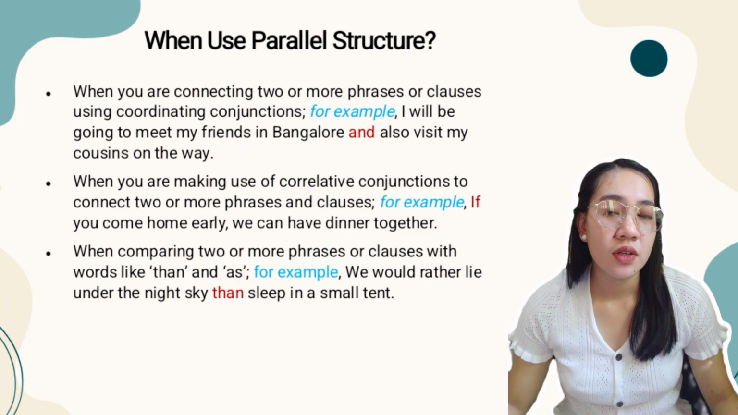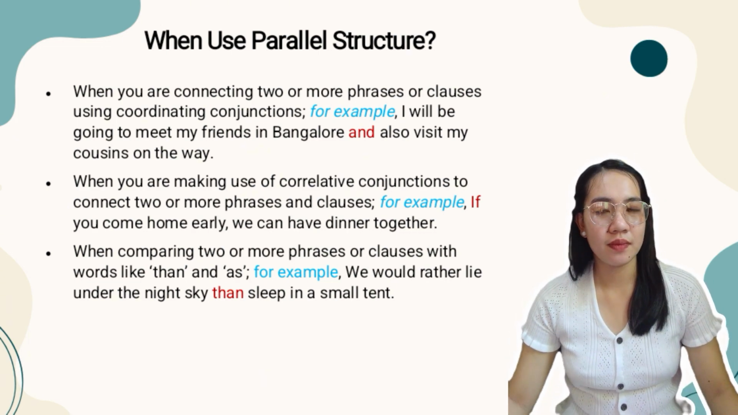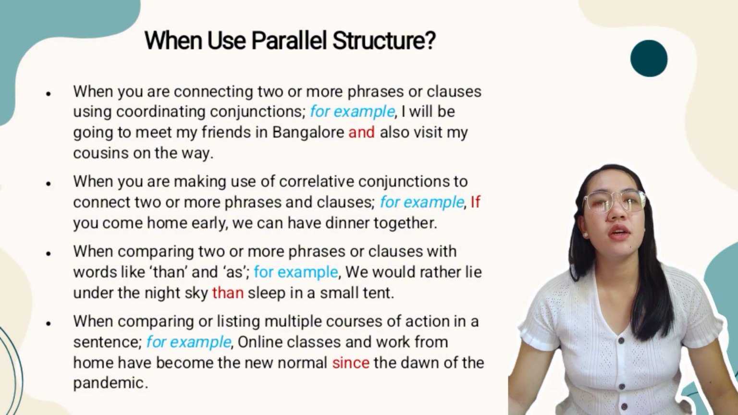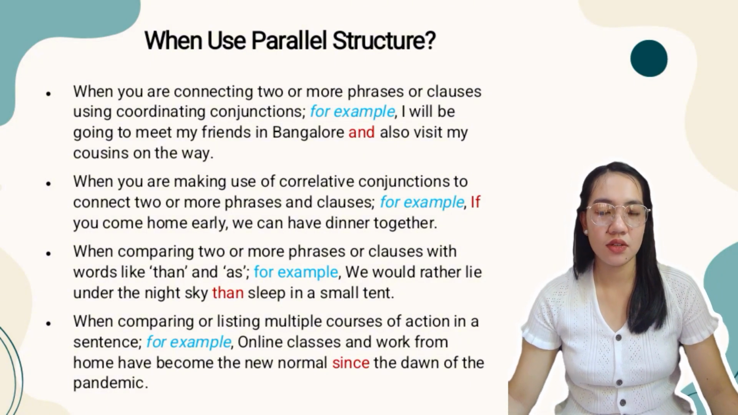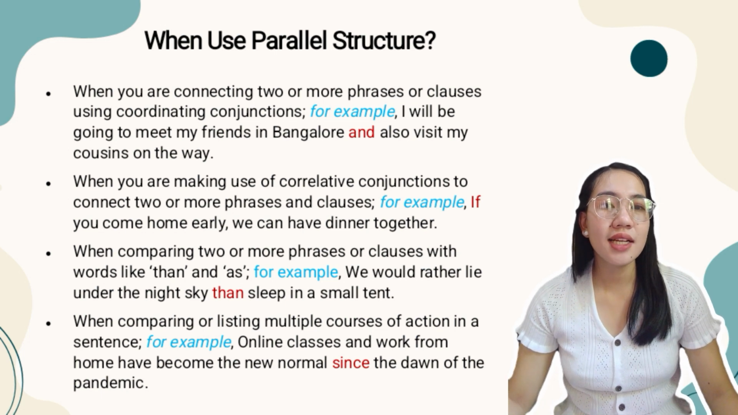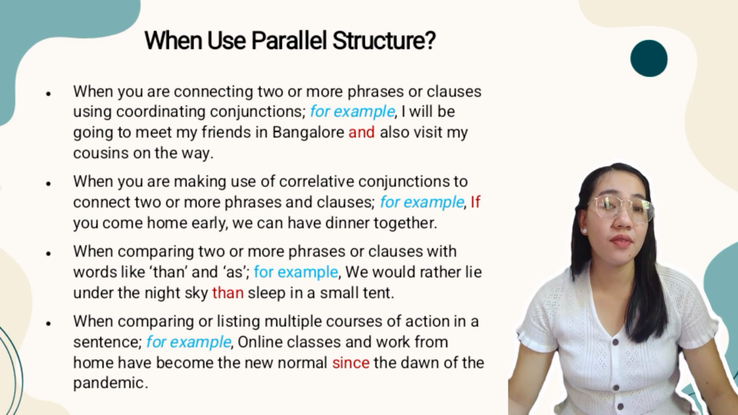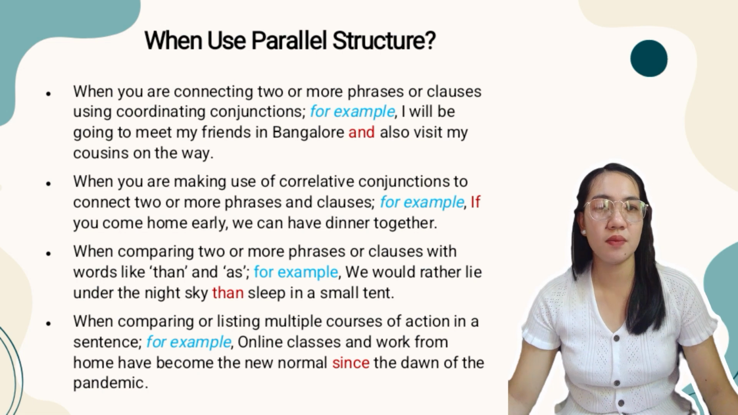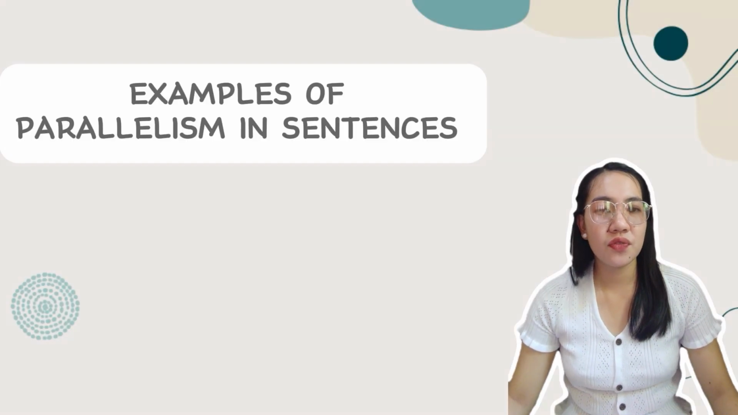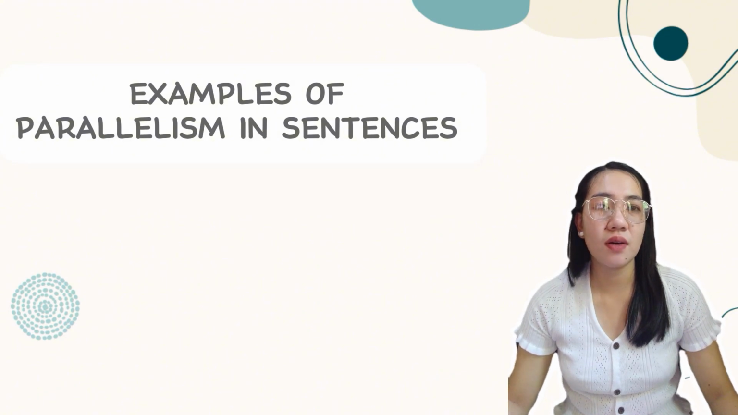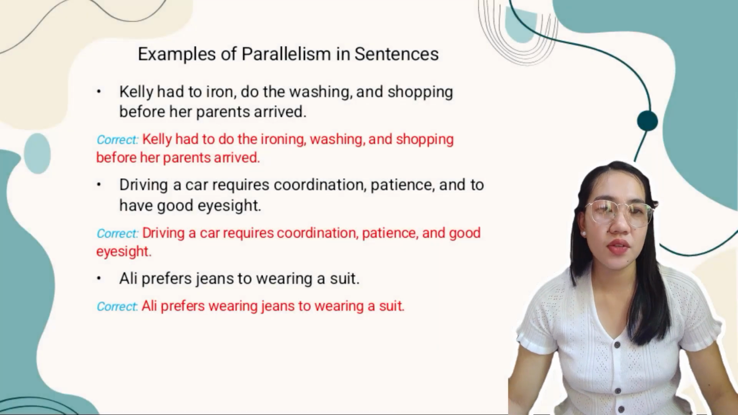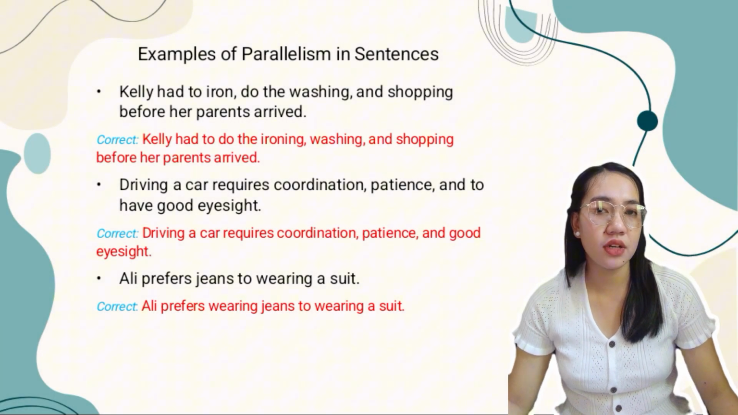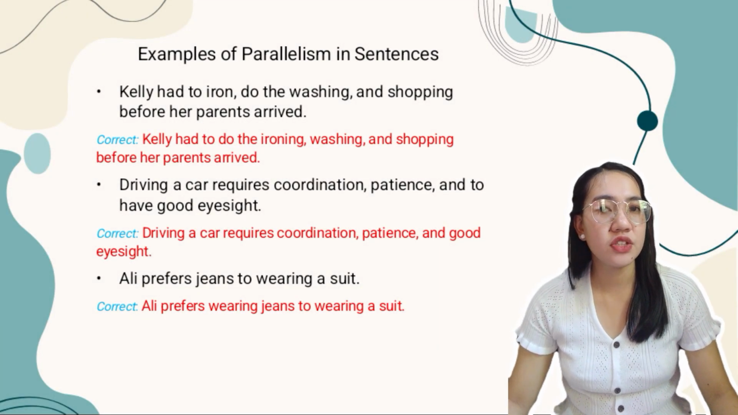Notice the use of the word than when comparing or listing multiple courses of action in a sentence. So, for example, online classes and work from home have become the new normal since the dawn of the pandemic. So, to further understand, here are the examples of parallelism in sentences. Take a look at the following examples to have a much better, clearer understanding of each of the rules.